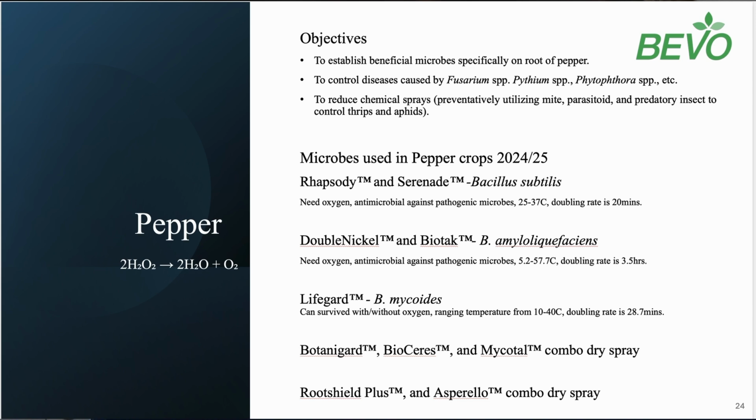So in pepper, the fun part, the pepper. I see quite a lot of pepper growing in here. The objective is to establish our beneficial microbes specifically on the roots of the pepper. With healthy roots, your plant will already be fighting 50% of the war. We want to control the disease caused by Fusarium, Pythium, Phytophthora, and etc. We want to reduce the chemical spray, preventatively utilized. Also, at the same time, we are utilizing beneficial mites, parasitoids, and predatory insects to control our thrips and aphids populations.